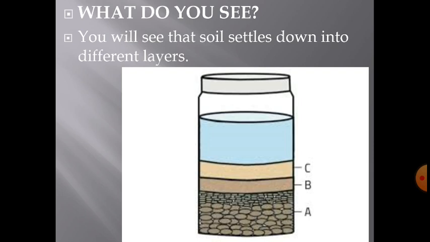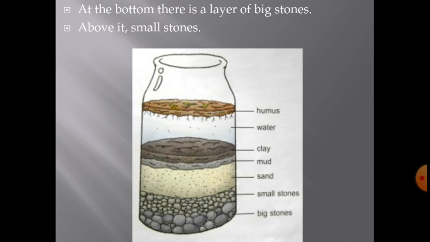What do you see? You will see that the soil settles down into different layers. Settle down means नीचे बैठ गए, in different layers, अलग अलग layers में. At the bottom, there is a layer of big stone. At the bottom, can you say big stone? Above it, small stones. Then sand, mud, clay, water, humus. These are the different layers in the jar.